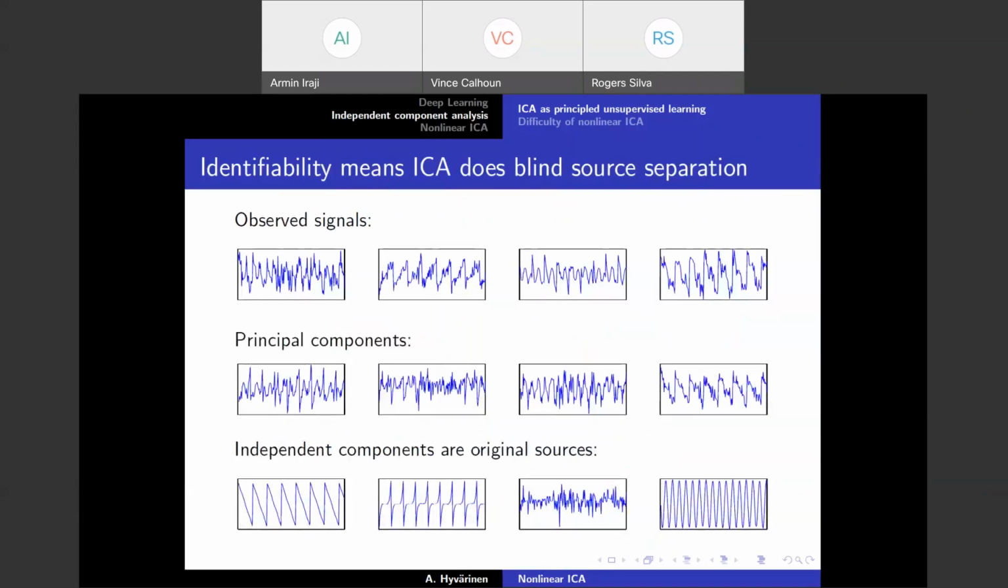Okay, so what this identifiability means in practice is that ICA can do what is called blind source separation. If we observe the 4 signals at the top, like parallel time series, they actually contain some interesting signals hidden in them. But if you do PCA, you get the second row, which doesn't reveal anything interesting. When you do ICA, you get the bottom row, and you see that the data consisted of interesting original sources. So this is identifiability, which enables blind source separation.